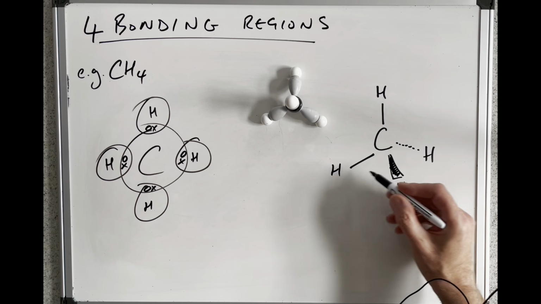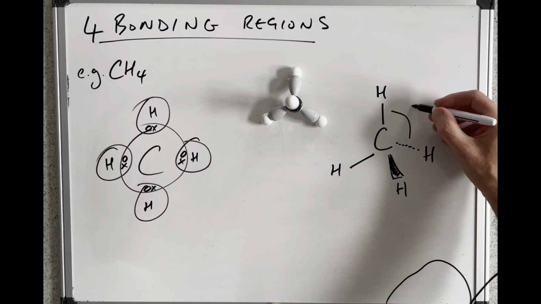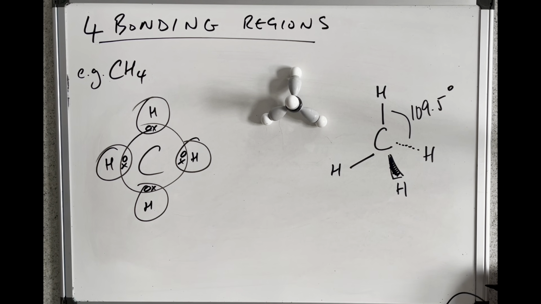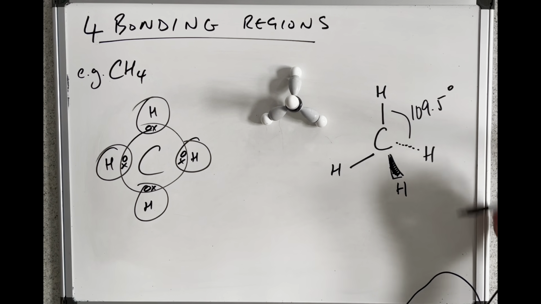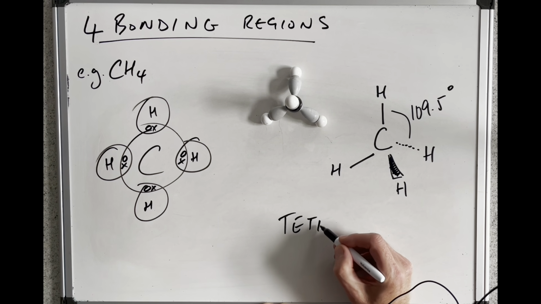All of these angles are the same, 109.5 degrees. So I'll just label that one up, 109.5 degrees. Remember, don't worry about where the number comes from. It's just that that is the angle, the furthest apart that these regions can get. And the shape is tetrahedral.